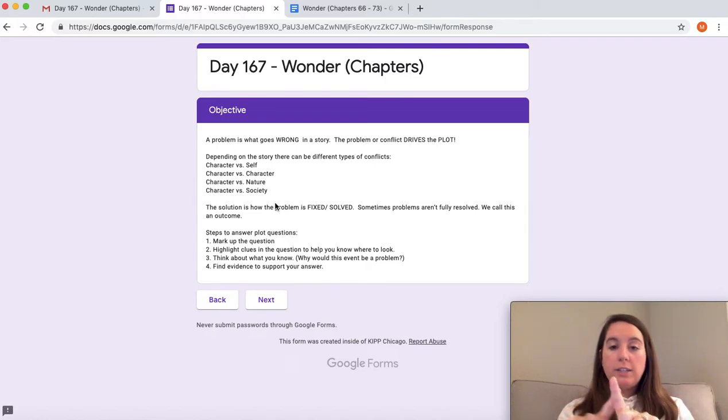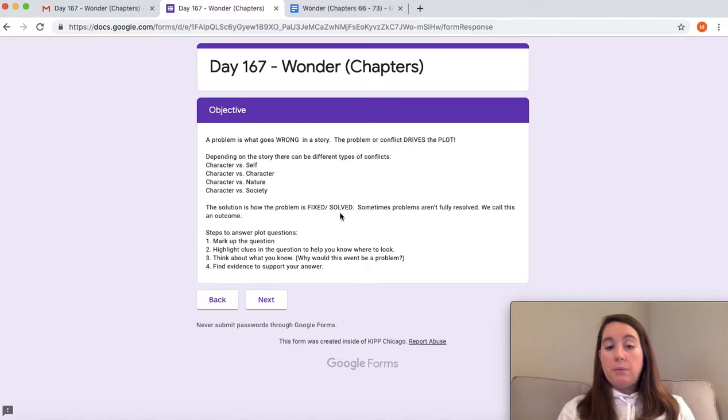So, first one is character versus self. That means you're having a problem with yourself, maybe making a decision in your head, something like that. The next one is character versus character. That's when 2 or more characters are having a problem with each other. Character versus nature. That's when a character is having a problem with something outside of nature. It could be a natural disaster like a tornado or a storm. It could also be a problem they're having with like an animal or being like lost, something like that. And then character versus society is a problem with like rules or laws.